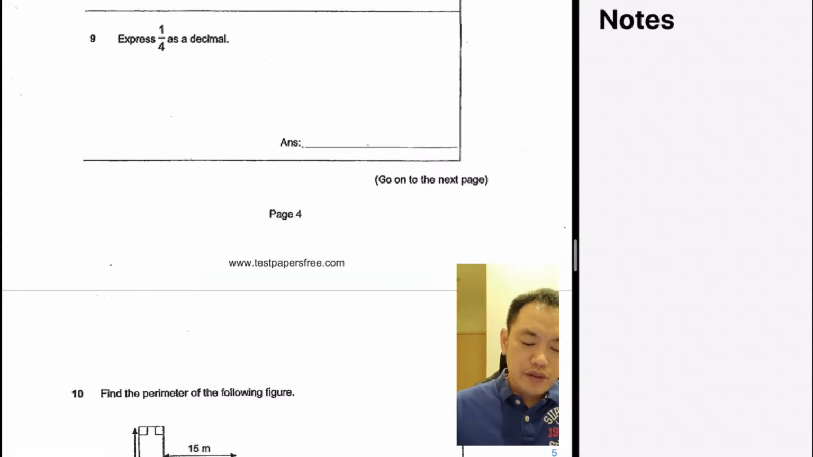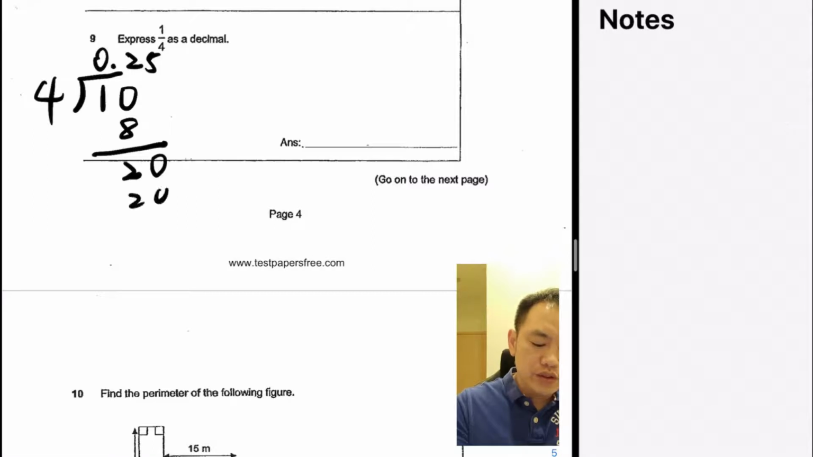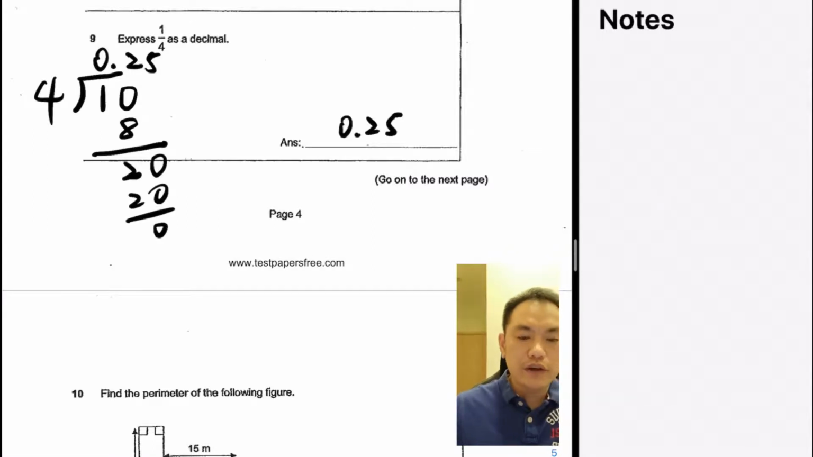So for division, 1/4 is also equal to 1 divided by 4. 1 couldn't be divided by 4, so you put a 0 here and you put a decimal point, then you add another 0. 4 times 2 is 8. 10 minus 8 is 2. And then you put another 0 here. And then 4 times 5 equals 20. And this is 0. So the answer is 0.25.